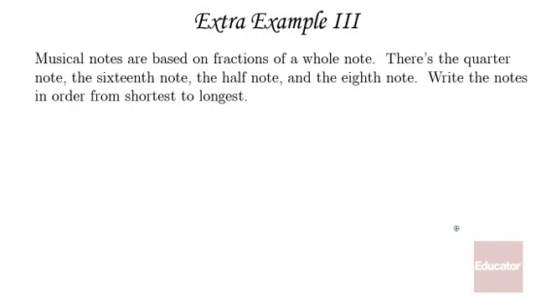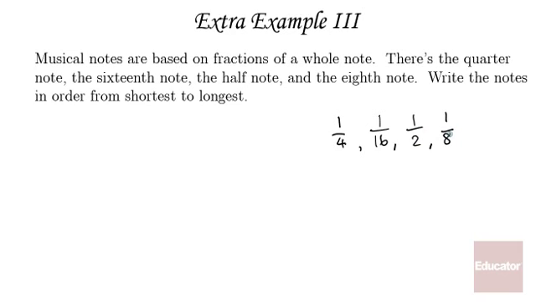Musical notes are based on fractions of a whole note. There's the quarter note, the 16th note, the half note, and the 8th note. Write the notes in order from shortest to longest. So a quarter note would be 1/4, that's a quarter. A 16th note would be 1/16. A half note would be 1/2, and an 8th note would be 1/8.